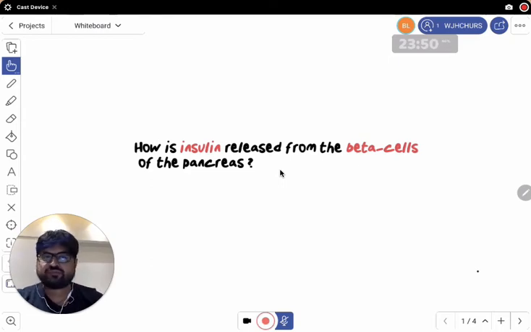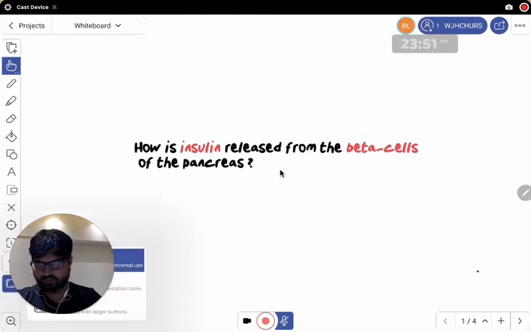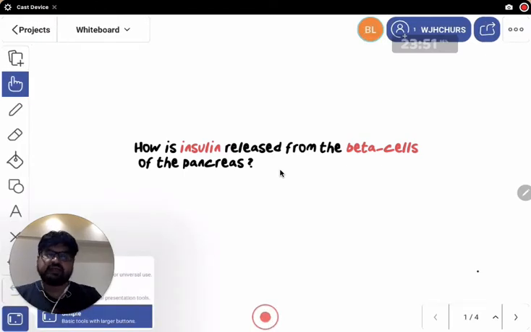So hi folks, and today in this lecture we are going to discuss how insulin is released from the beta cells of the pancreas. Okay, so let's begin. So basically we know that the beta cells are present in the islets of Langerhans, and the islets of Langerhans are in turn present in the endocrine pancreas, which is of course part of your pancreas.